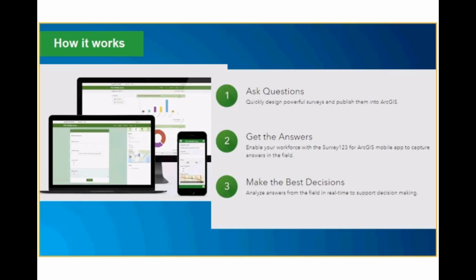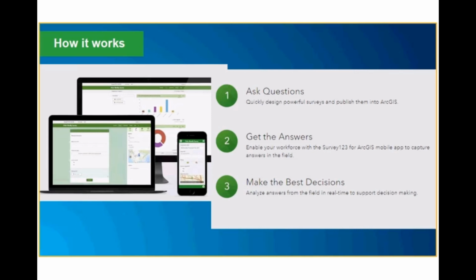So how does it work? Survey123 asks questions. You quickly design powerful surveys and publish them into ArcGIS. And remember, we say that Survey123 is a mobile application or a web application that is integrated with the ArcGIS platform. So you get the answers by using Survey123 as an app on your mobile devices or on your desktop. You collect data, enabling your workforce with the Survey123 for ArcGIS mobile app to capture answers in the field. That makes it so easy to make the best decision.